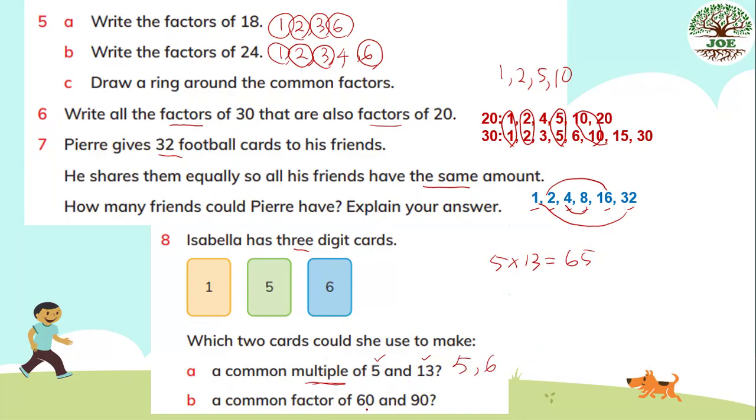So part B, a common factor of 60 and 90. It is 15, so 1 and 5. 15 times 4 is 60, and 15 times 6 is 90. So 15 is a common factor of 60 and 90. So she has to use 1 and 5 for part B, and 5 and 6 for part A. 5, 6 is 65, and 1, 5 is 15.